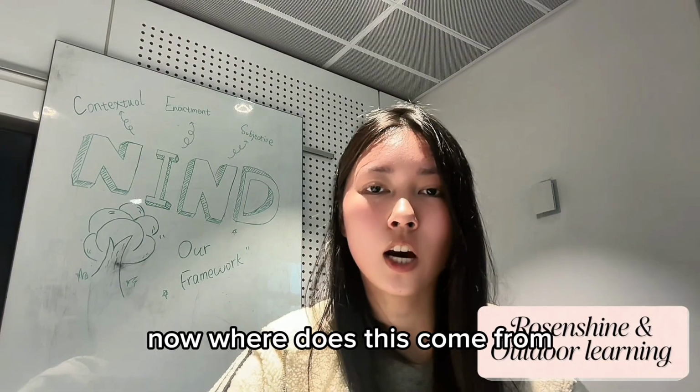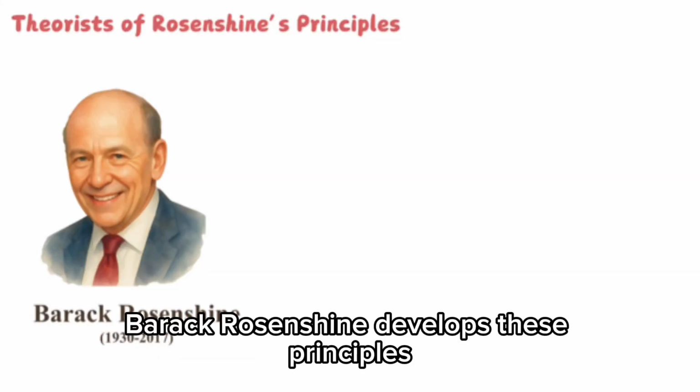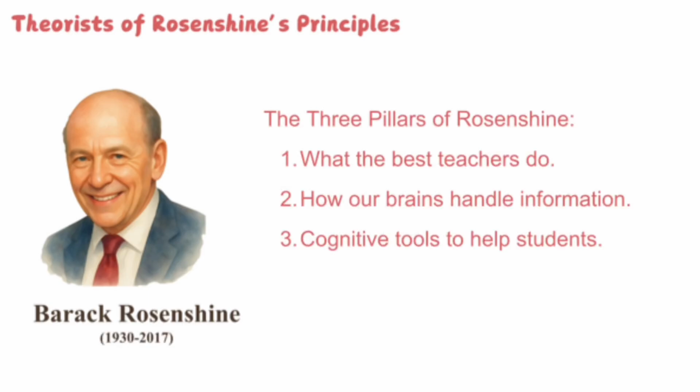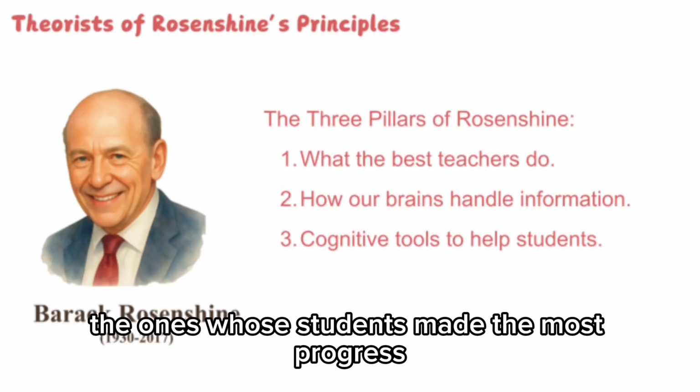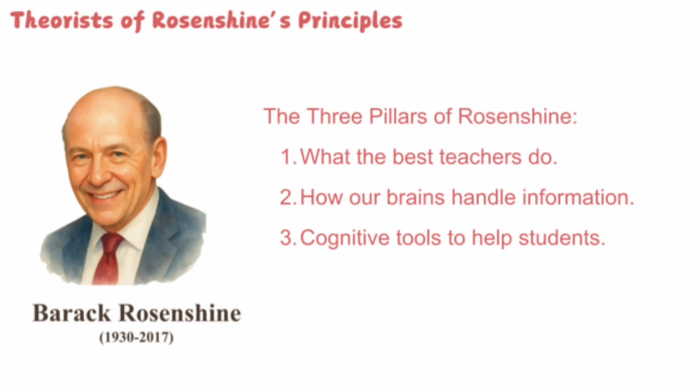Now, where does this come from? This isn't just one man's opinion. Barak Rosenshine developed these principles by observing the most successful teachers, the ones whose students made the most progress. He combined these classroom secrets with the science of how we learn, creating a simple cognitive guide that helps every teacher explain things clearly and helps students remember more.